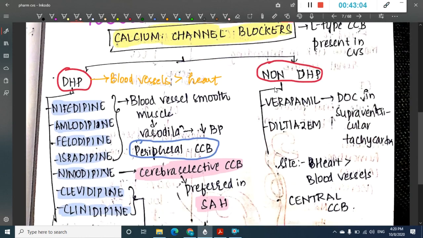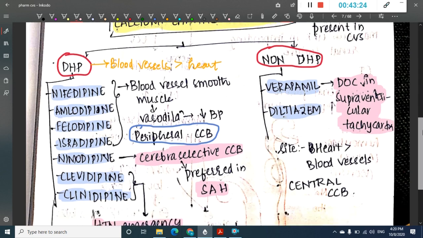Then we have non-dihydropyridines. The drugs include verapamil and diltiazem. Verapamil is the drug of choice in supraventricular tachycardia. What is the drug of choice in supraventricular tachycardia? Verapamil.